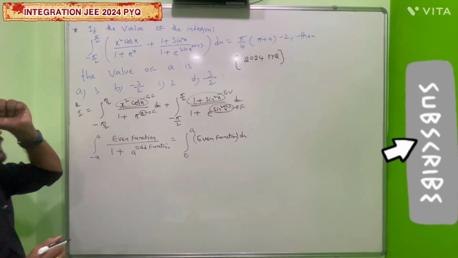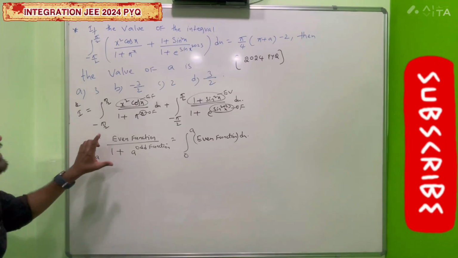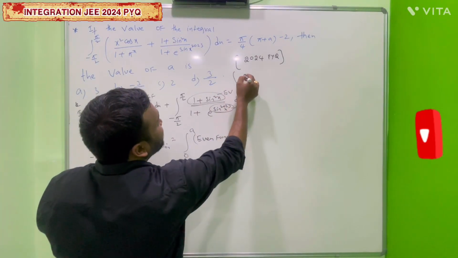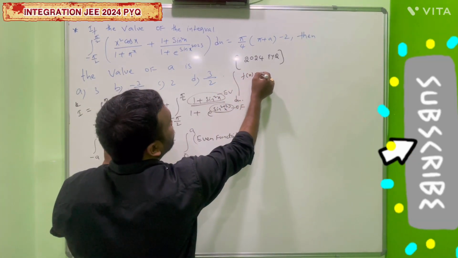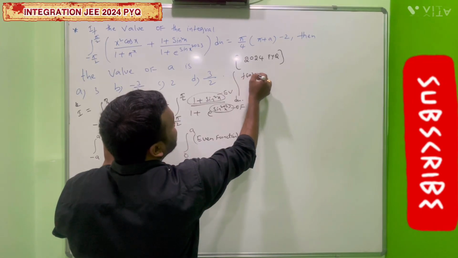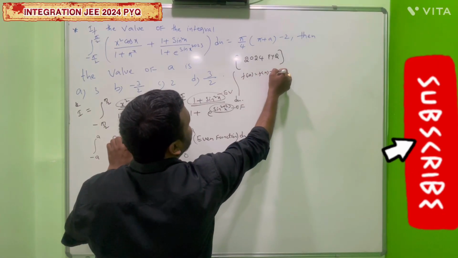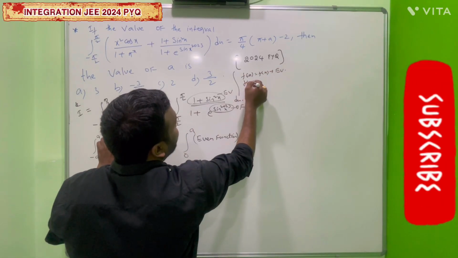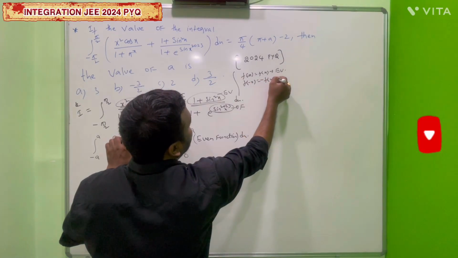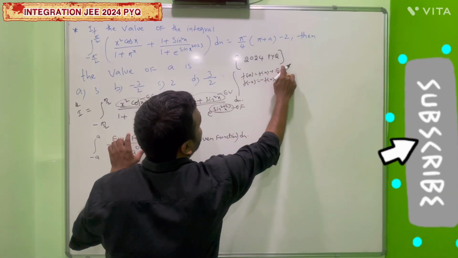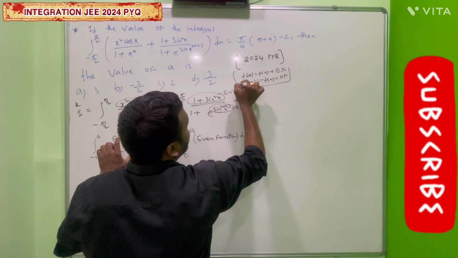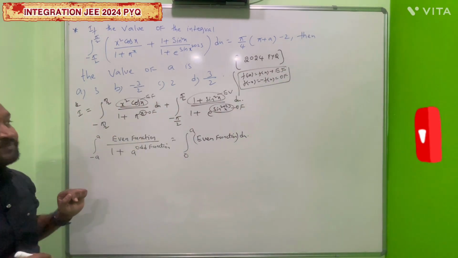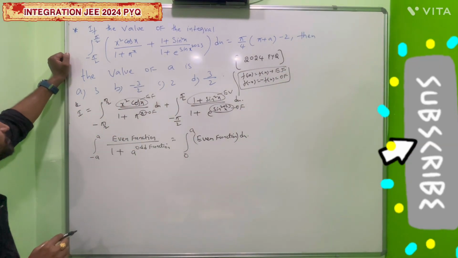So how to guess this one as an even function or odd function? Let's check it here. From this one we can write f of x is equal to some function is given. f of minus x is equal to f of x means that is an even function. f of minus x is equal to minus f of x is nothing but here odd function. So even function and odd function already we know from the chapter functions. So from that one we can expect here.